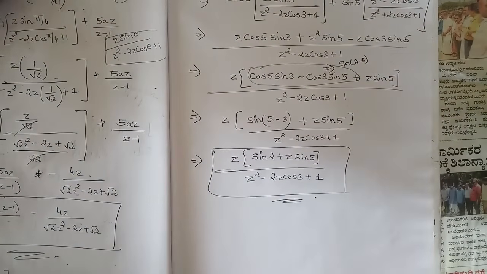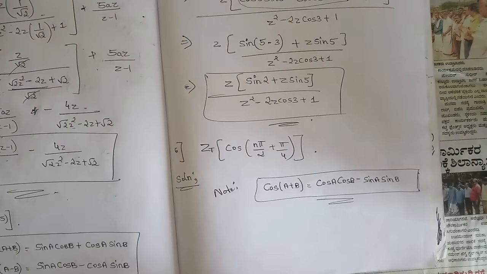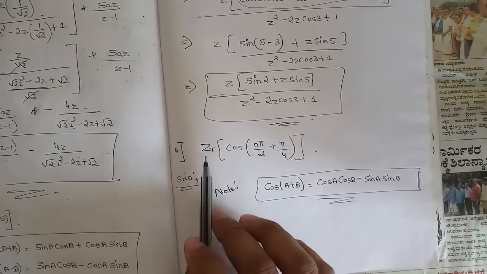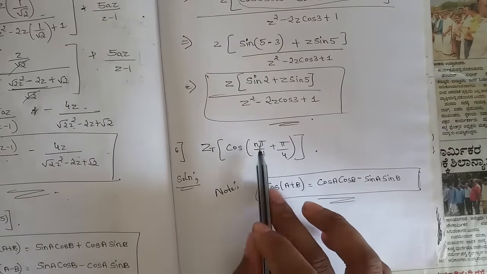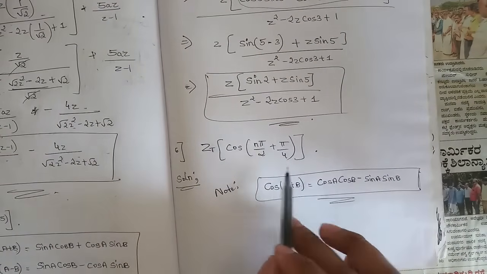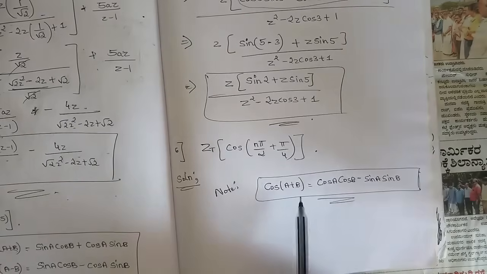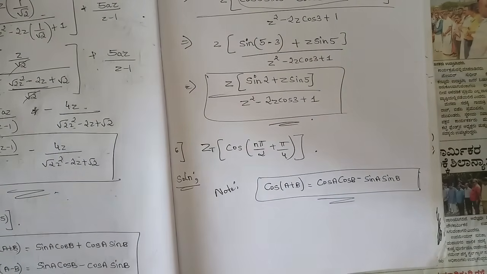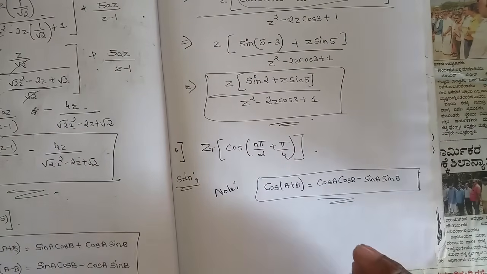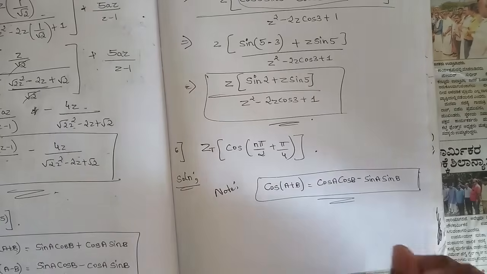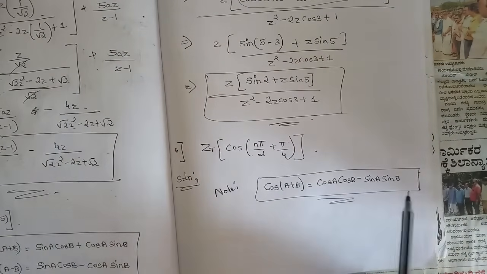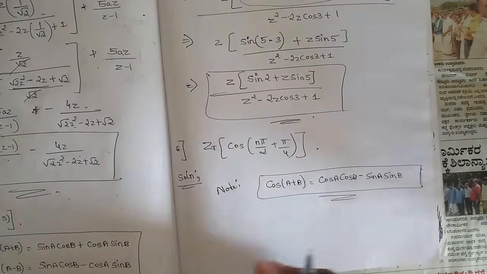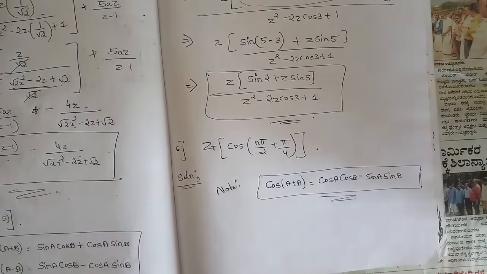Okay, so we'll solve a few more problems. This is the next problem. We need to find the z transform of cos of (n pi by 2 plus pi by 4). Again this is of the form cos(a + b). We have discussed these formulas in your lower classes. The formula for cos(a + b) is given as cos a cos b minus sin a sin b. By using this formula we need to solve this problem.